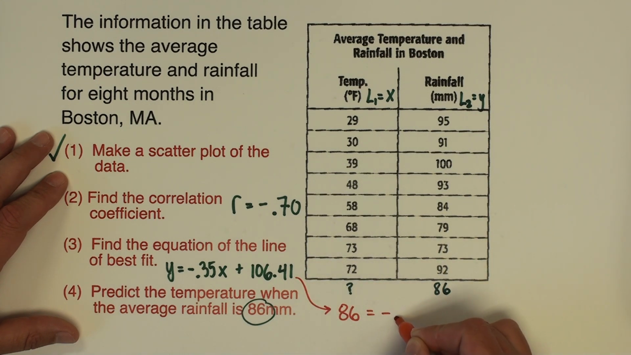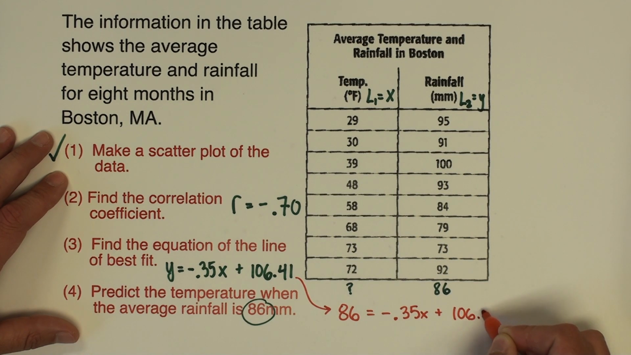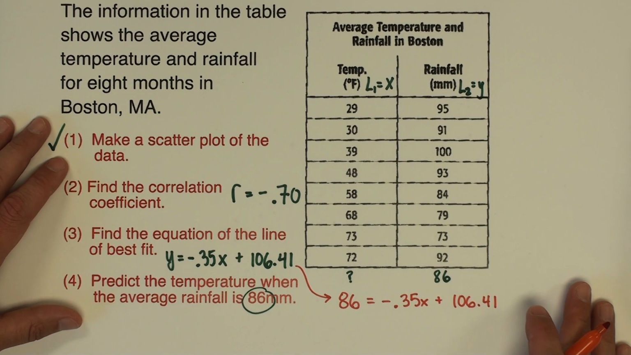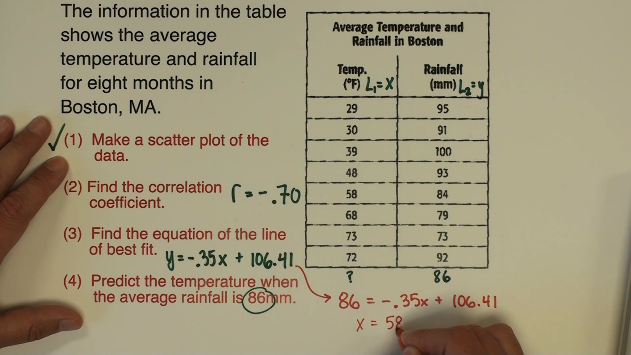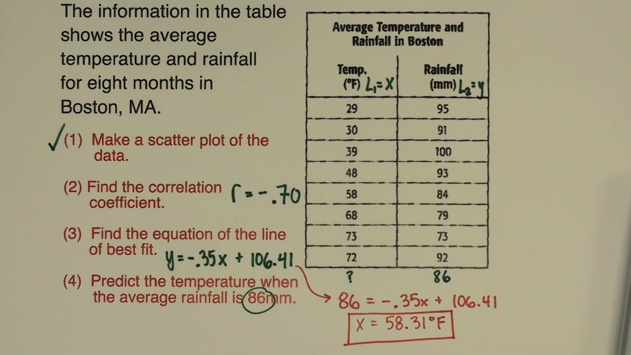86 equals negative 0.35x plus 106.41. And we need to solve this for the X. I'm going to do this on the calculator, and then I'll just write the answer. So we're going to subtract the 106, we're going to divide by the decimal. So if I do all that, I get an X value of 58.31, and that's degrees Fahrenheit. Okay, there you have it.